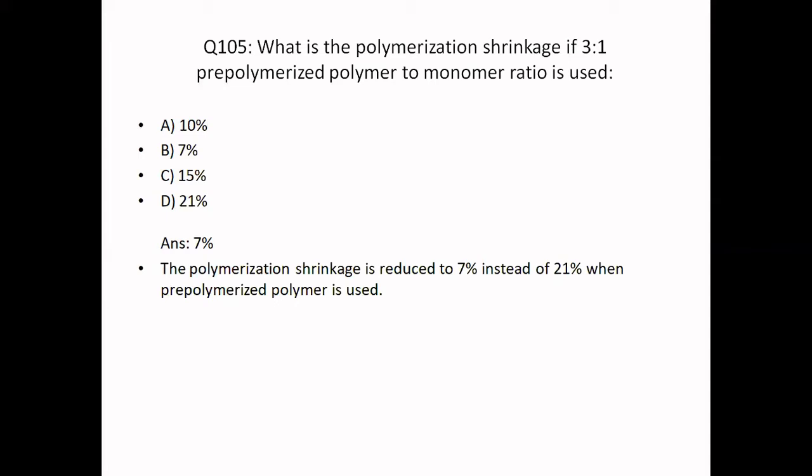If we are using non pre-polymerized polymer, the shrinkage will be more because the polymer powder will polymerize and shrink more. But in pre-polymerized polymer, as some polymerization has already happened, the resultant shrinkage will be less, about 2/3 less than the normal polymerization shrinkage. So of 21%, it becomes 2/3 less, that is up to 7% polymerization shrinkage in a 3:1 pre-polymerized polymer to monomer ratio.